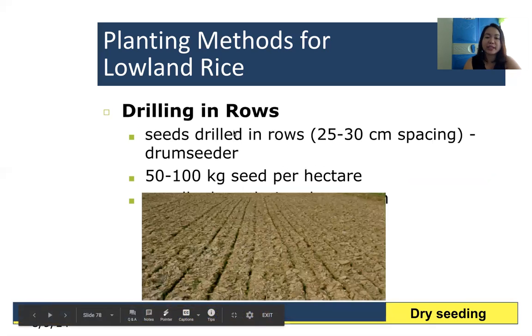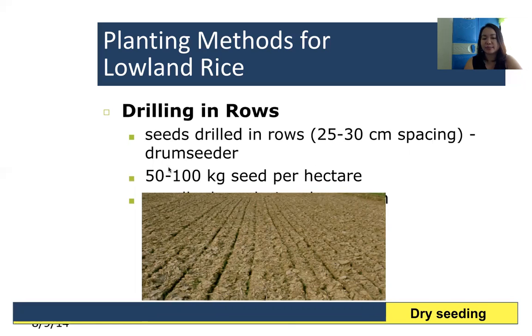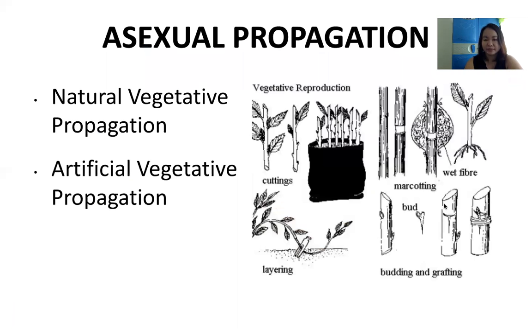And also drilling in rows, wherein seed is drilled in rows with 25 to 30 centimeter spacing using a drum seeder and 50 to 100 kilograms of seed per hectare. So those were the different methods of planting for lowland rice.